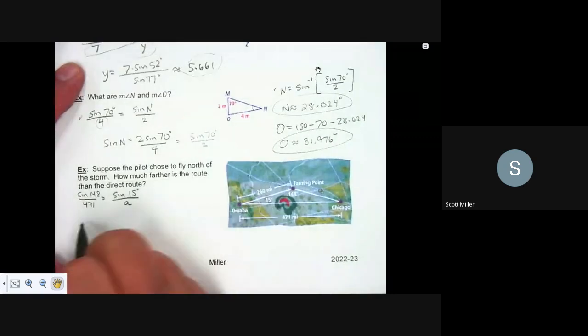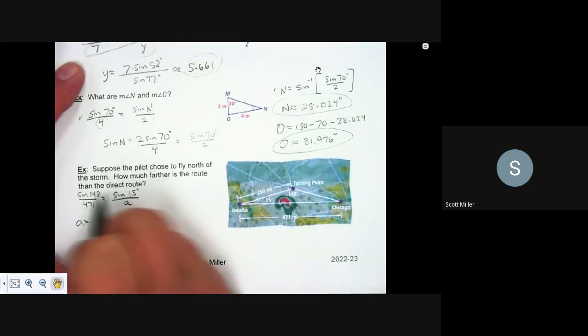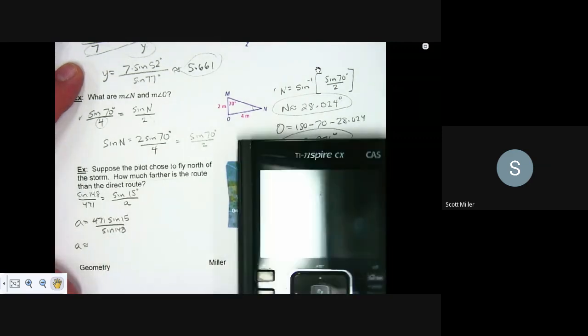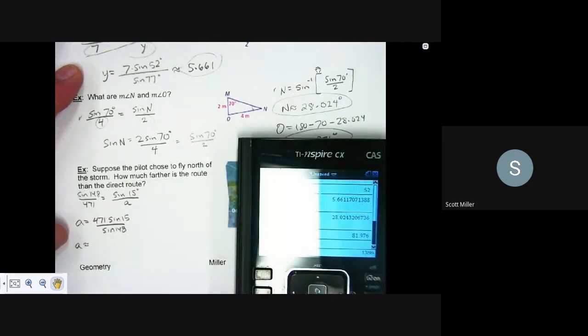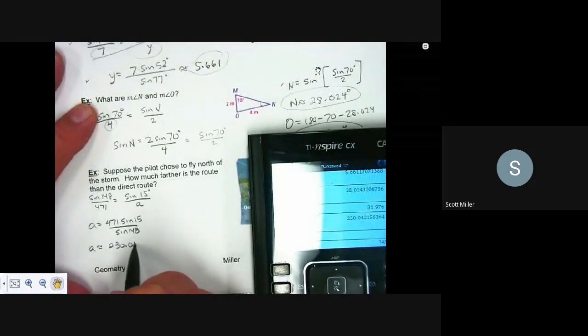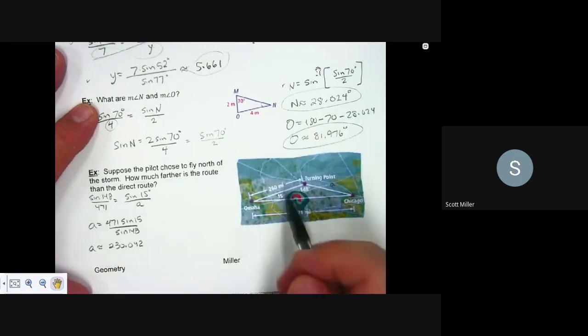Solve for A. A is 471 times the sine of 15 degrees all over the sine of 148. We can use our calculator to approximate that out to 3 decimal places. So 471 times the sine of 15 over the sine of 148. So A is 230.042. And since everything was in miles, so is this.